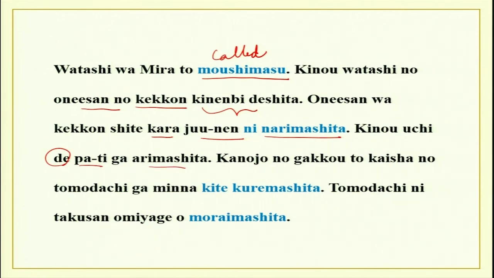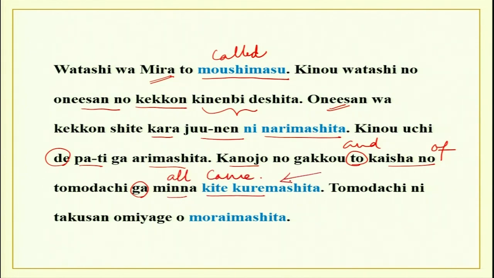Kanojo no gakko to kaisha no tomodachi ga minna kite kuremashita. Kanojo is onesan, the meaning, desu ne. So, kanojo no gakko to and kaisha no of kaisha. Tomodachi ga, because they came and it is a fact and it has already happened. So, Mira knows. So, tomodachi ga minna all kite kuremashita. They came and I received the pleasure of having them at home.